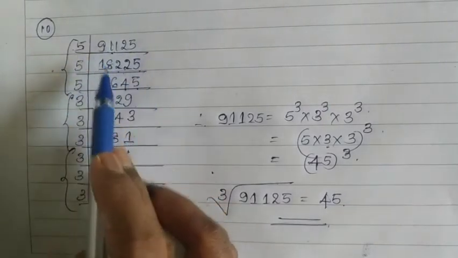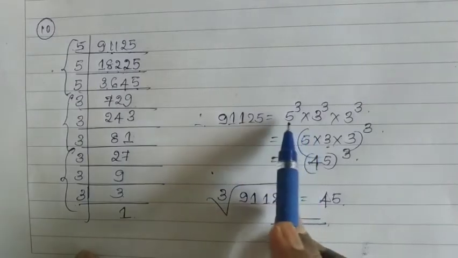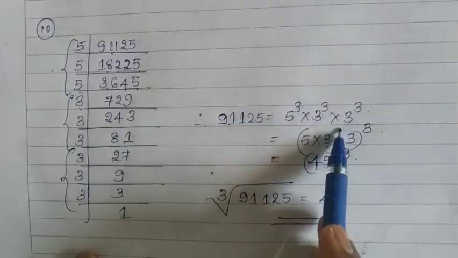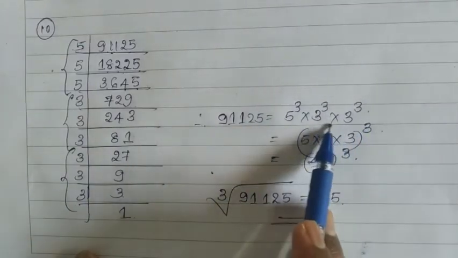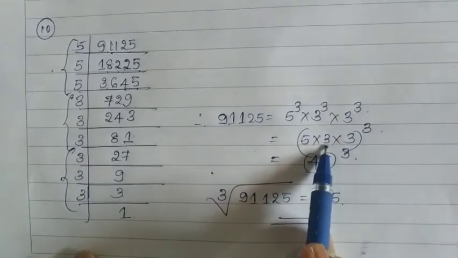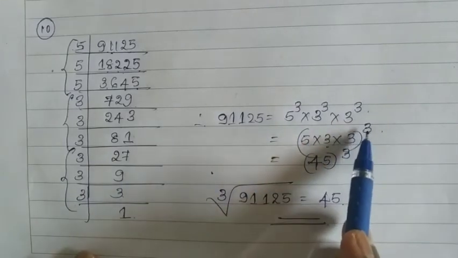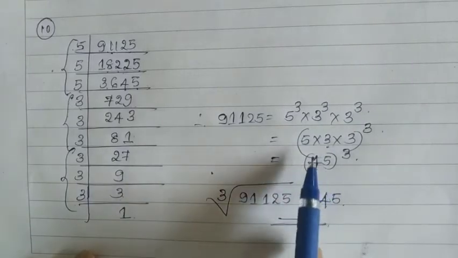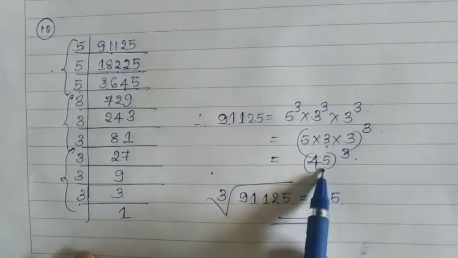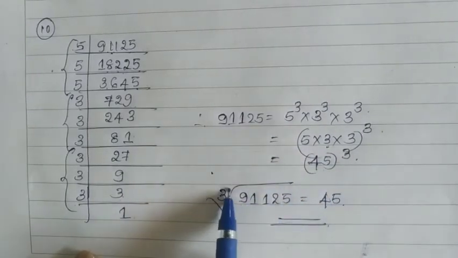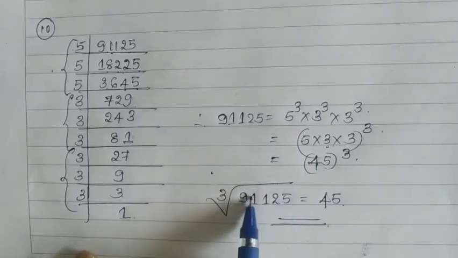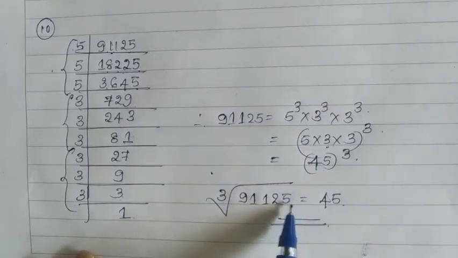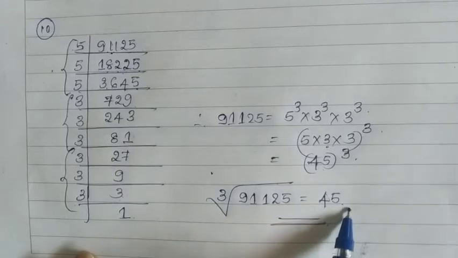This 91,125 is equal to 5 cube into 3 cube into 3 cube. Now multiply all the bases and write at one side and take the whole power cube. Now 5 3s are 15, 15 3s are 45. 45 cube. So the cube root of 91,125 is equal to 45.